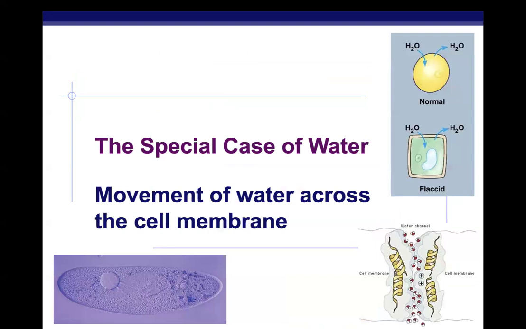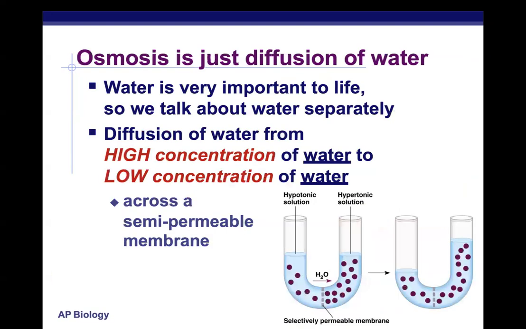Now, lastly, we need to talk about the special case of water. Movement of water into and out of the cell is so important and so special, it gets its own name. And we call that osmosis. And osmosis is just the diffusion of water. So everything is happening the same as diffusion. Water is moving from a high concentration to a low concentration. No energy is required. We just call it osmosis because it's so important to a cell.